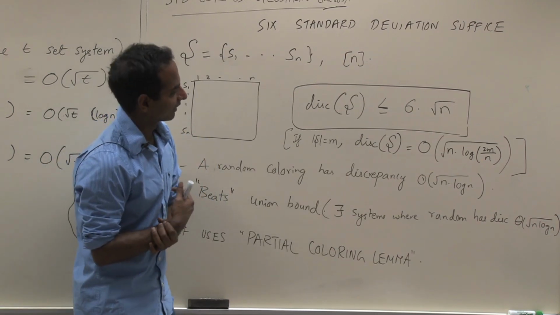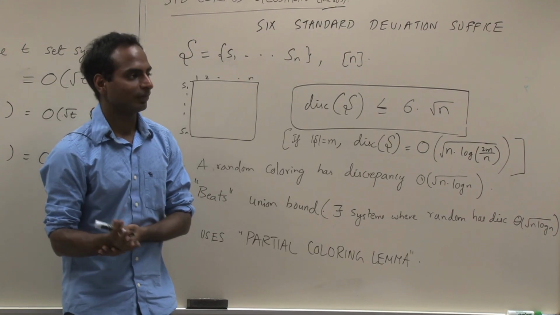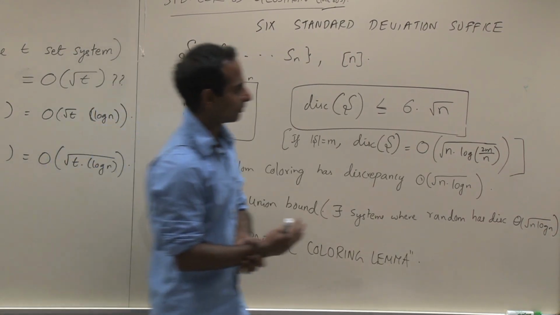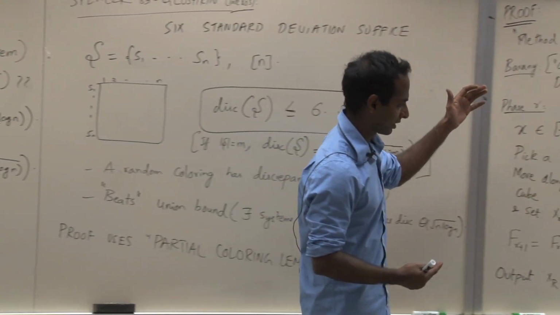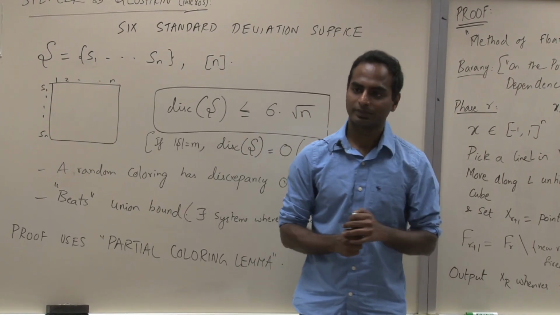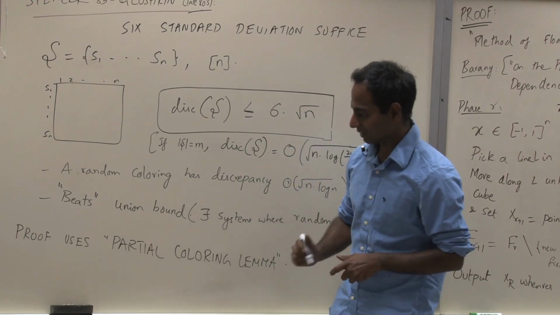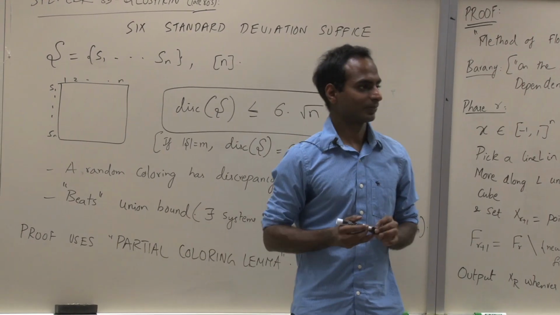And the new proof, as we'll see, is actually constructive. So it will be an algorithm very much along the lines of the one we saw here, and it will prove the result. So with that, let me stop, and in the second half we'll see the partial coloring lemma.